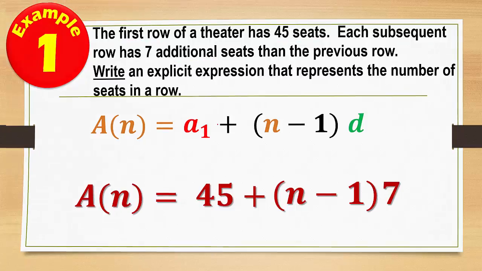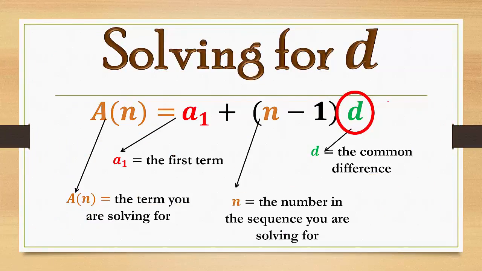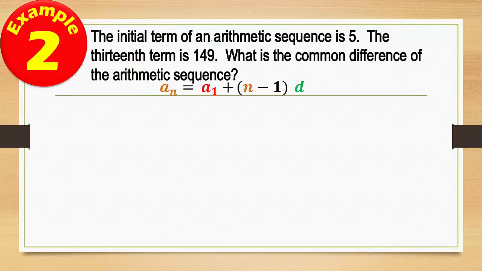Simple as that. Alright, now, if we have to solve for part of it, like in this case, if we're solving for d, the common difference, you are going to be given the first term, the term number, as well as the value of the term. Alright, so the initial term of an arithmetic sequence is 5. That's important. The 13th term is 149. What is the common difference of the sequence?